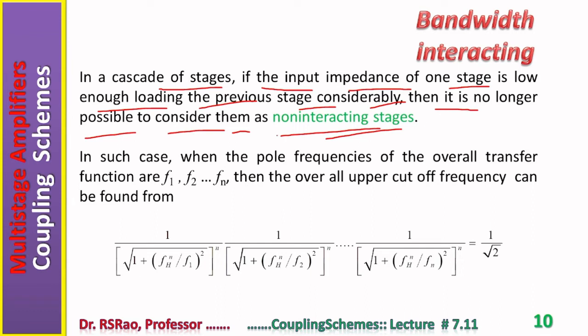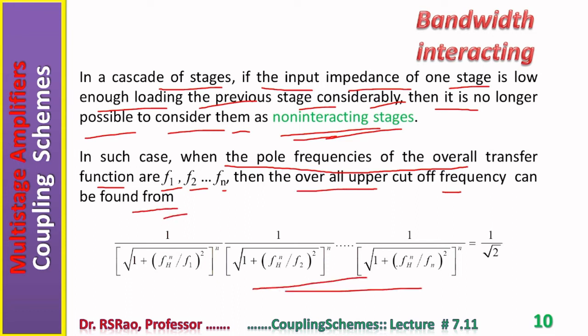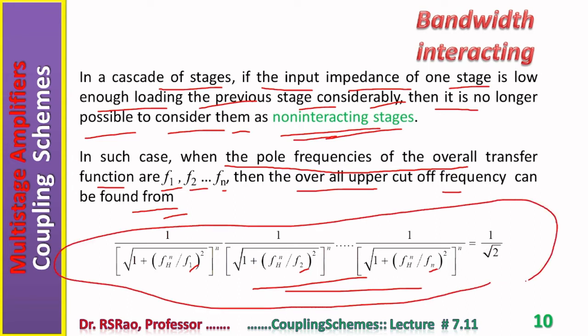So when it is not a non-interacting stage design, and the pole frequencies of the overall transfer function are F1, F2, Fn, then the overall upper cutoff frequency can be found from this formula. This is the expression one has to use: 1 over square root of 1 plus (Fh by F1) whole square, whole power n, like that. Notice F1, F2, Fn, etc., equal to 1 by root 2. So this expression one has to use to find the overall upper cutoff frequency.